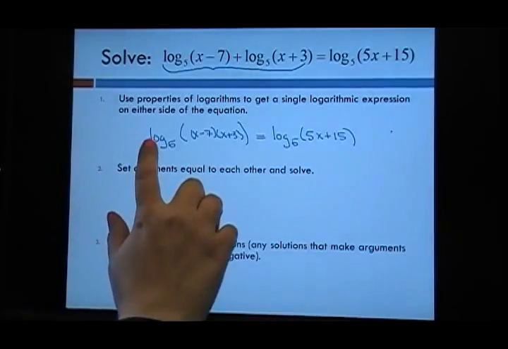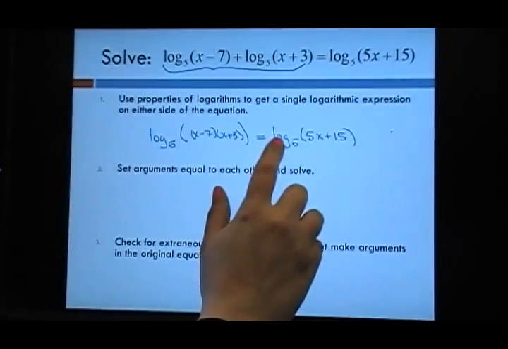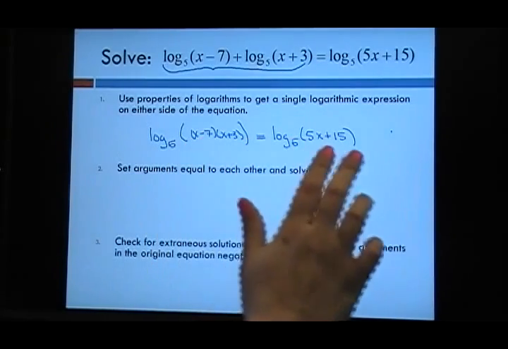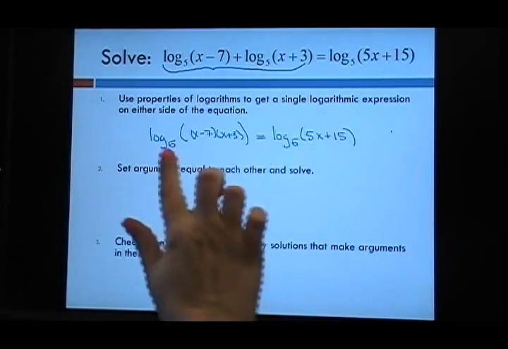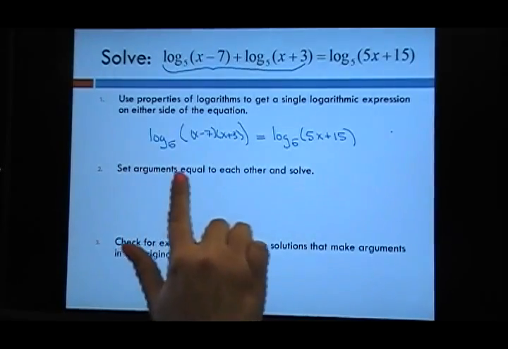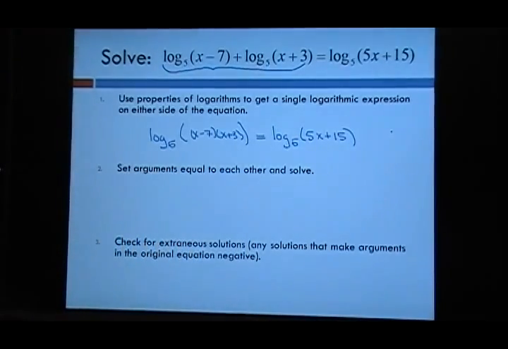Okay? So for log base 5 of this to equal log base 5 of that, this can only be true if this argument is equal to this argument. So once we have our statement here, where we have a log equals a log, we can then just set the arguments equal to each other and solve from there. So this is only true if x minus 7 times x plus 3 is equal to 5x plus 15. Okay? And now I'm just going to solve this equation.